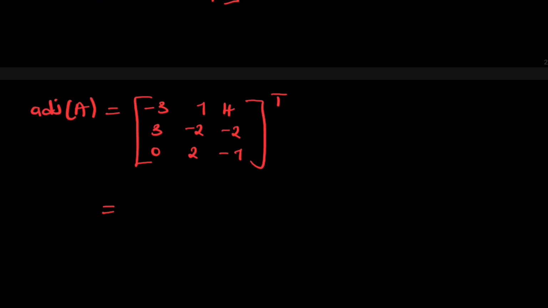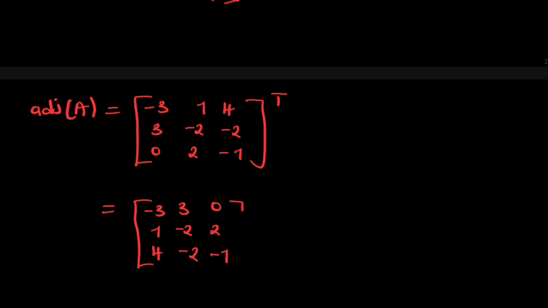So let's do it. The row becomes the column. The first row becomes the first column, that is minus 3, 1, 4. The second row becomes the second column: 3, minus 2, minus 2. And the third row becomes the third column: 0, 2, minus 1. So this is our adjoint of A.